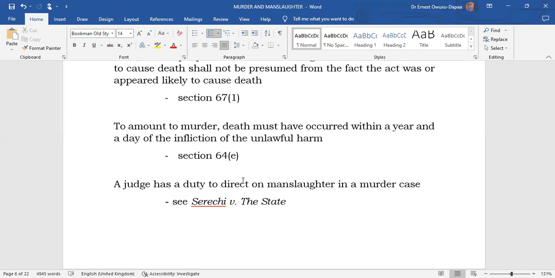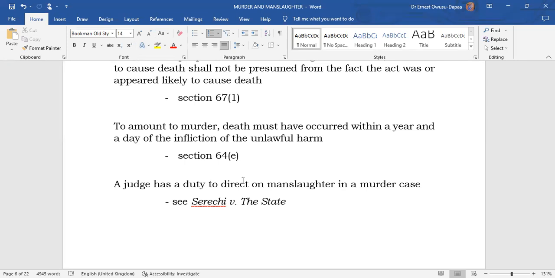Now that is problematic because sometimes unlawful harm may be caused and the death may not occur within 1 year and a day. It may be probably thereafter. If there has not been any break in the chain of causation, why shouldn't we be able to hold the person who inflicted the unlawful harm as being responsible for the death? And probably that forms part of the basis for abolition of the year and a day rule in the English law on murder. But as I said, we haven't actually done that yet. So let us remember that.